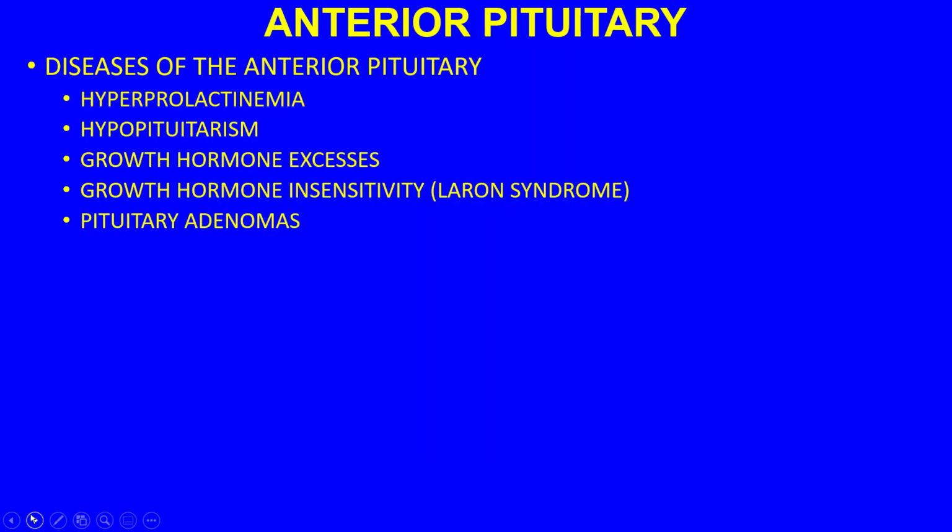So now what we're going to do is explore the diseases of the anterior pituitary. We're going to cover a couple of different situations: hyperprolactinemia, hypopituitarism, growth hormone excesses, growth hormone insensitivity, which is referred to as Laron syndrome, and pituitary adenomas.